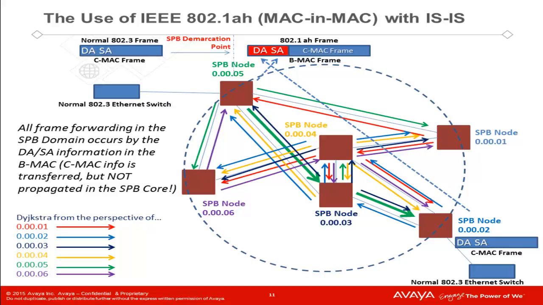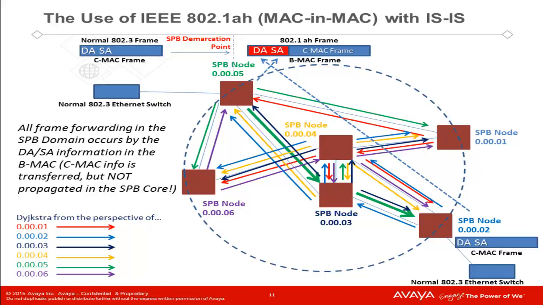As the frame is ingested at SPB node 0.00.05, it uses the shortest path knowledge of that SPB node. The bold green arrow shows the shortest path across the network. Once the BMAC frame is delivered, it is de-encapsulated and the end station receives the frame. The SPB network is in essence transparent to the end systems on the stateless flood and learn Ethernet edge.